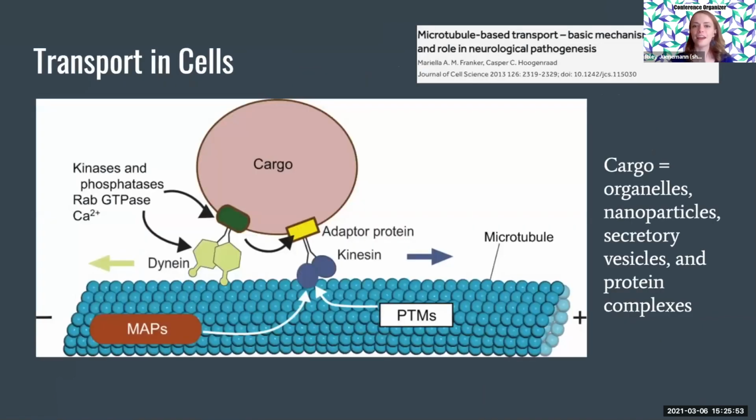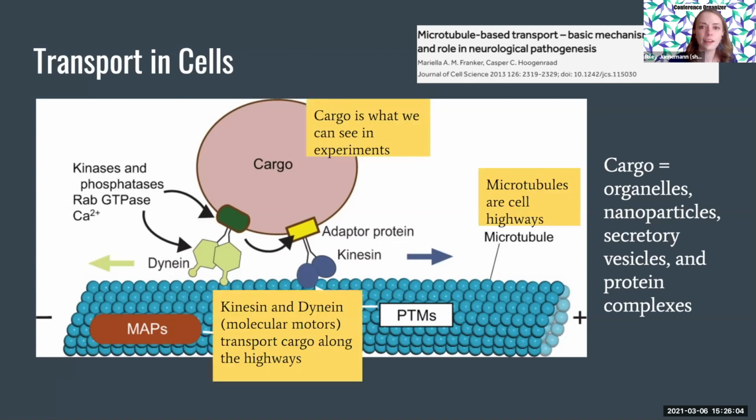We're going to start with a tiny bit of biology background, and this is a diagram of some of the mechanisms that play a role in transport inside of cells. To demystify some of the language a little bit, cargo, which we're using to refer to things like organelles, nanoparticles, or vesicles inside the cell, is what we see during the experiments. That cargo is being carried by proteins called molecular motors that transport the cargo along these sort of cellular highways, which are called microtubules.